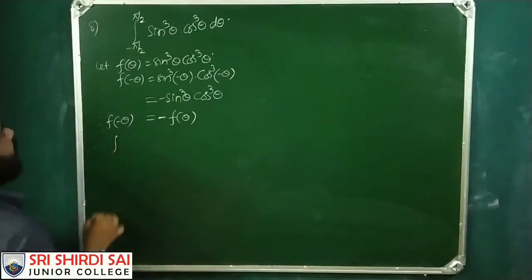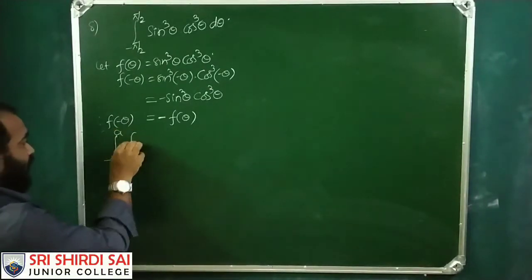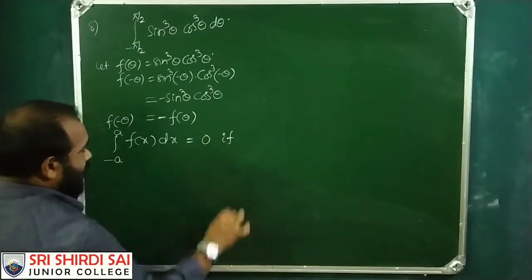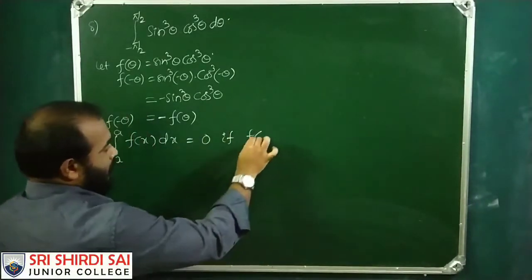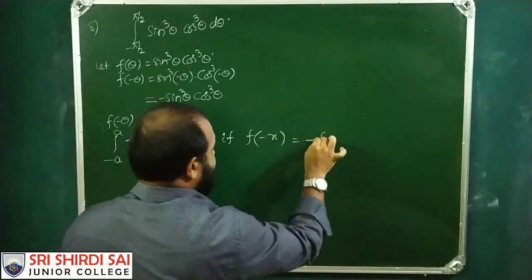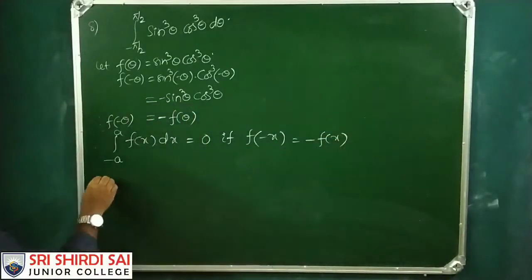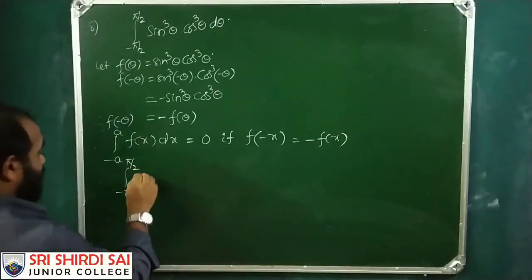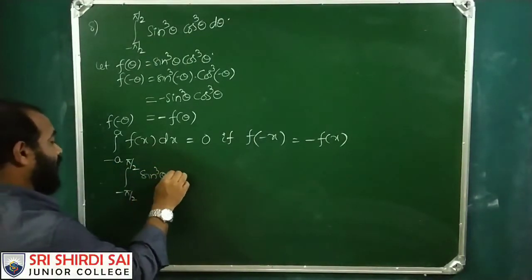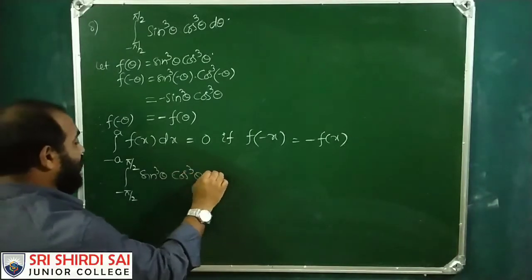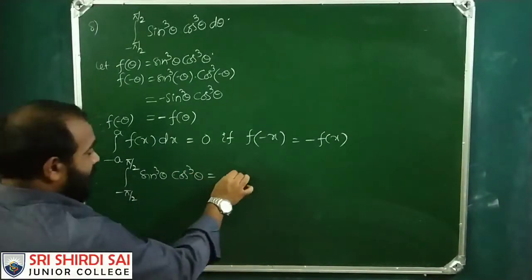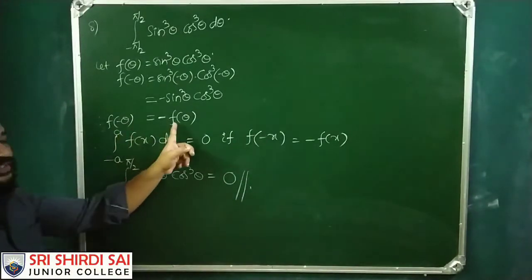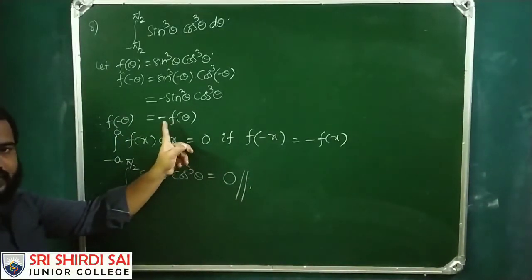Therefore integral minus a to a of f of x dx is equal to 0 if f of minus x is equal to minus f of x. Therefore integral minus pi by 2 to pi by 2 of sin cube theta into cos cube theta is equal to, simply the value of this is 0 because f of minus theta is equal to minus f of theta.